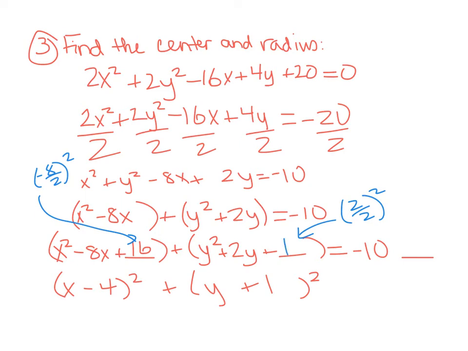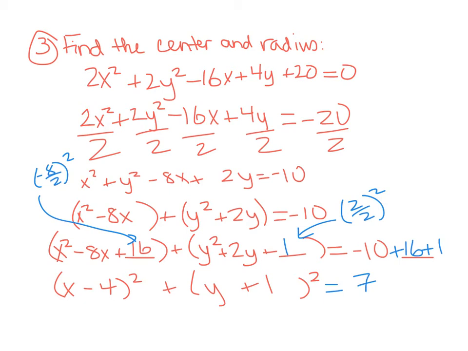So now I added 16 and 1 to the left-hand side. I have to add 16 and 1 to the right-hand side. I am going to be left with negative 10 plus 17, which gives me positive 7. By the way, you should always get a positive answer. Otherwise, your radius will be an imaginary number, which isn't going to happen in these things.